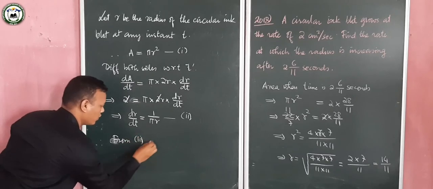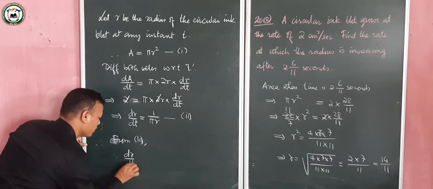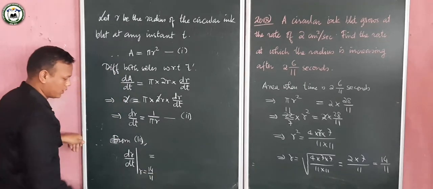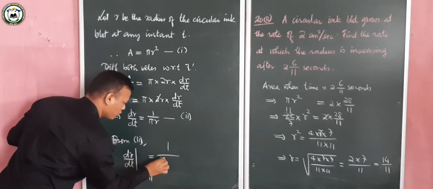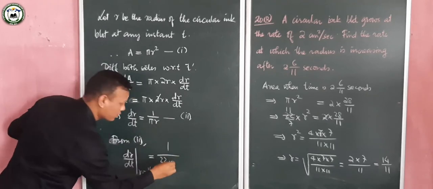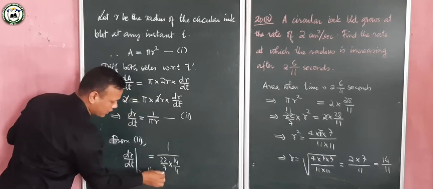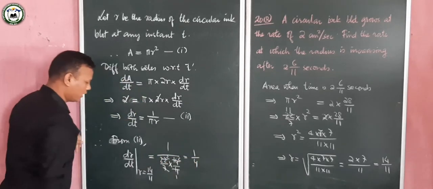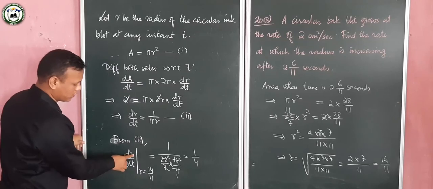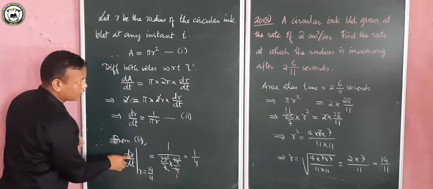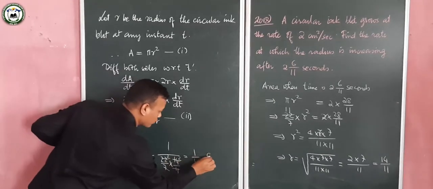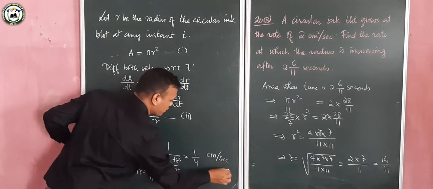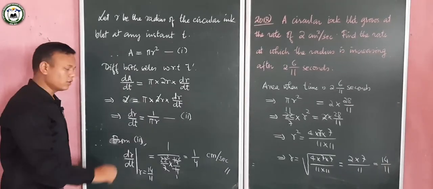From 2, we have dr by dt when r is equal to 14 by 11, so let us see how much this is going to be. dr by dt is 1 by pi, which is 22 by 7, into r. What is r? 14 by 11. Do the cancellation: 7 2s are 2, and this becomes 1 by 4. So the rate of change of radius with respect to time is going to be 1 by 4. The radius is given in centimeter, and time is in seconds, so my answer for this particular question is going to be 1 by 4 centimeter per second.